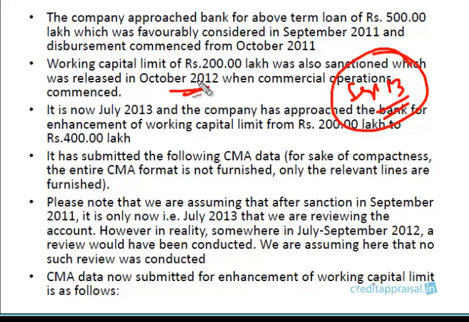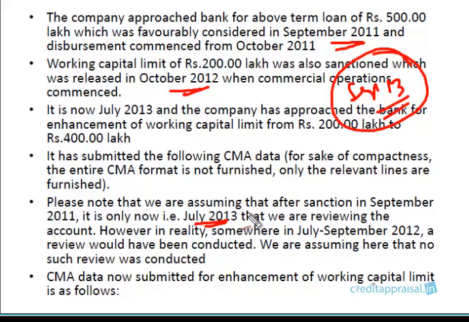Even though 2 years have passed from the sanction of the term loan in September 2011, and now we are almost in July 2013, almost 2 years have passed, still there is no review of the term loan that has happened. Had the review of the term loan happened, a lot of things would have come out, which we are going to see.